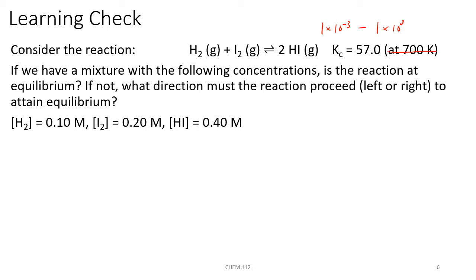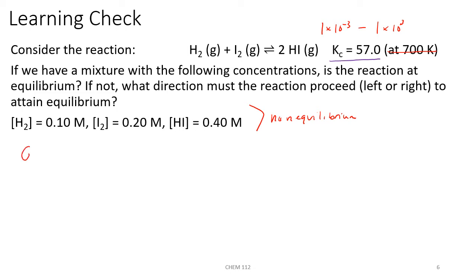So if we have a mixture with the following concentrations, is the reaction at equilibrium? If not, what direction must the reaction proceed, either left or right, to attain equilibrium? So we're given non-equilibrium concentrations. So that means that first we're going to calculate Q, the reaction quotient, and then compare it to our known value for K. H2 is equal to 0.1 molar, I2 is equal to 0.2 molar, HI is equal to 0.4 molar.